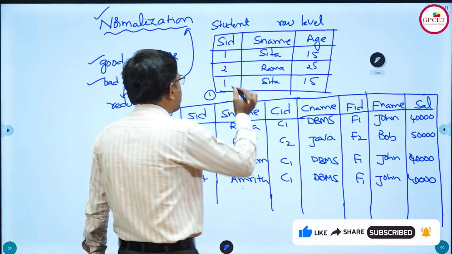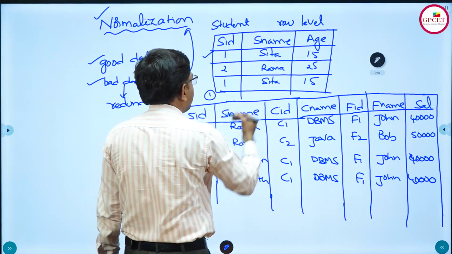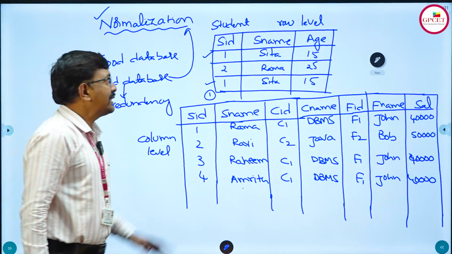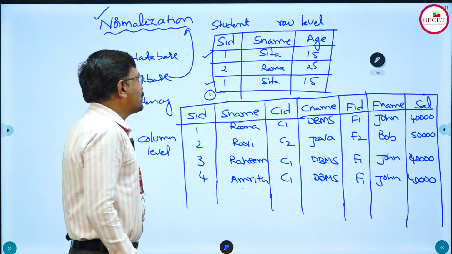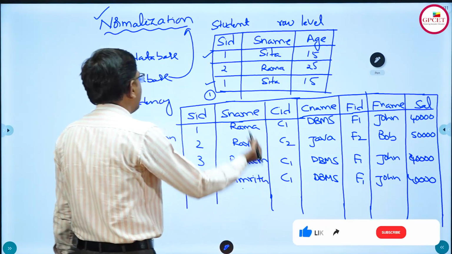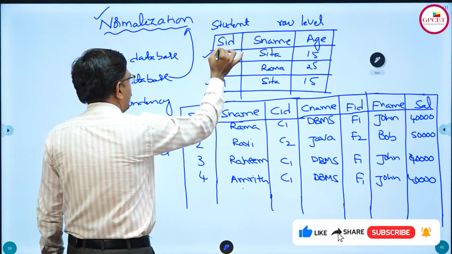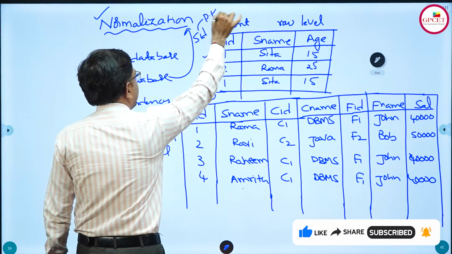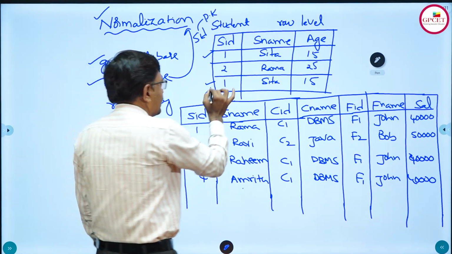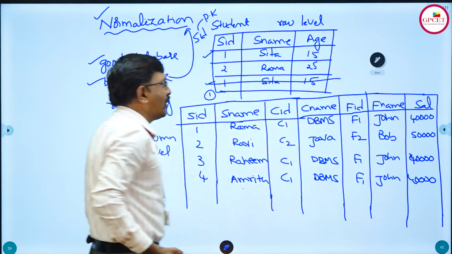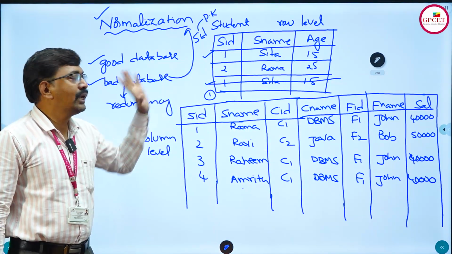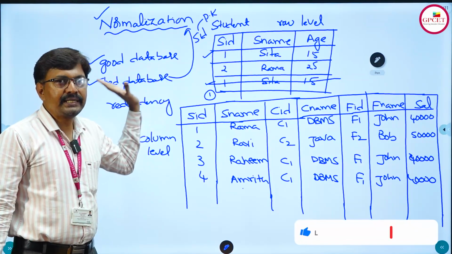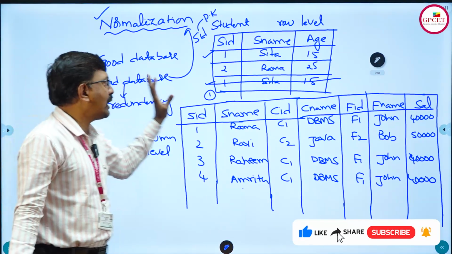Observe the row level duplication: 1 Sita 15, 1 Sita 15, that is twice. That is a row level duplication. How can we eliminate the row level duplication? By using the normalization technique. We say that Student ID is a primary key, so we omit the one duplicate record or row. How is it eliminated? By using the primary key. SID is a primary key, that's why we won't allow duplication.